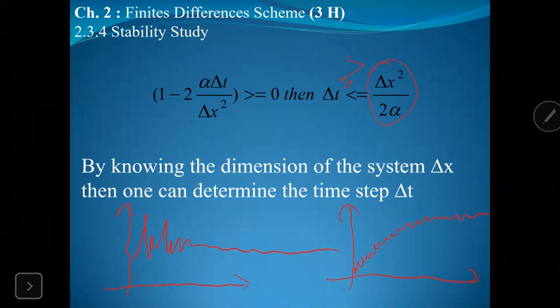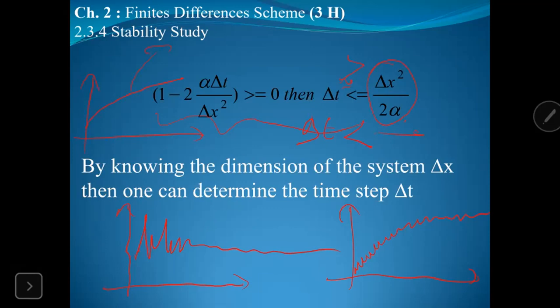Non-stable curve. If delta t is smaller than this value, then I can find a curve like this. Understood? It means there is no perturbation in the curve. Then the stability study gives me a smooth, unperturbed curve. Understood? This method is not stable, but it is a convergent method.